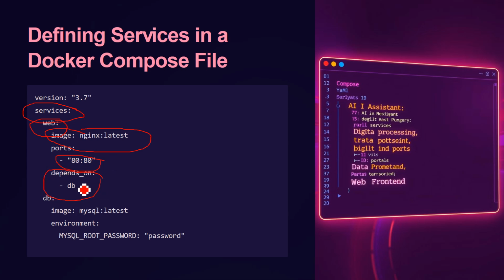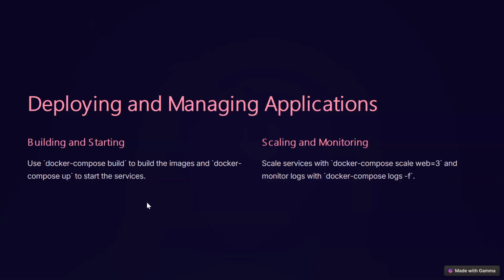Here it is the DB, which is nothing but the database. The image is going to pull MySQL, the latest version. And in environment, MYSQL_ROOT_PASSWORD is equal to password. If I want to set the password, here I can set it. In this way, whatever things are required, I mention in the Docker Compose file. Accordingly, it is going to deploy the entire application by running multiple containers on a single server.